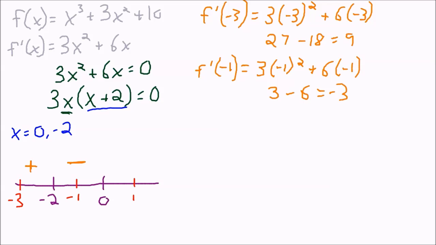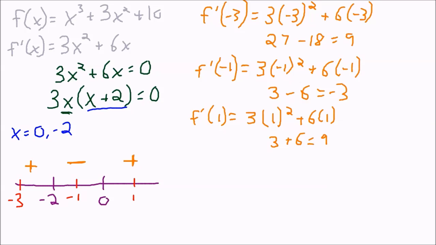Alright, let's test our final one. It's going to be f prime of 1. That's going to be 3 times 1 squared plus 6 times 1. This is going to be 3 plus 6, which is a positive 9. So from the interval 0 to positive infinity, we have a positive slope.